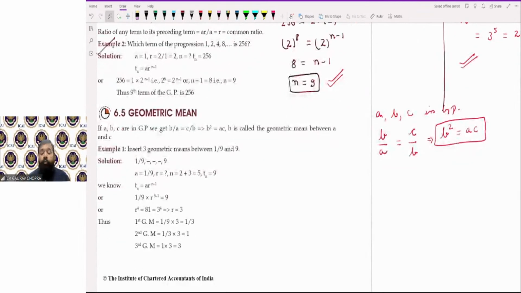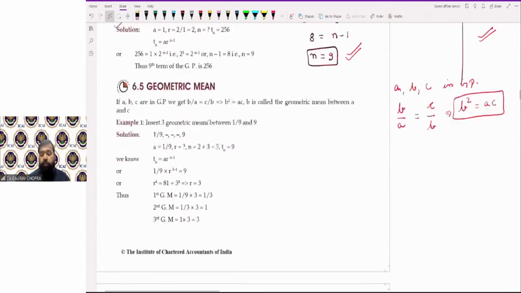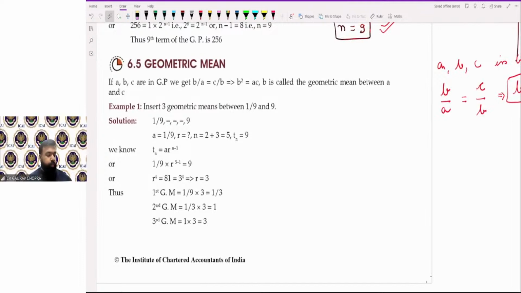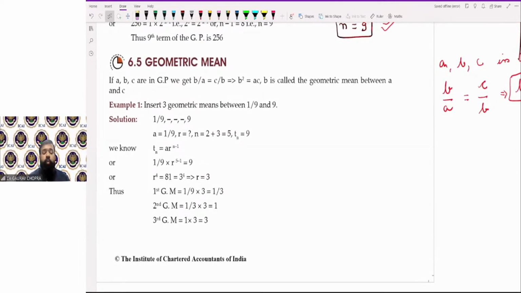Now what we are supposed to do in example number 1. So let's read example number 1. Example number 1 says insert three geometric means between 1 by 9 and 9. So 1 by 9 is the number. उसके बाद आपको 3 places fill करना है and then the number is 9. Okay, so this is supposed to be filled. Now what is the first term? First term is 1 upon 9.